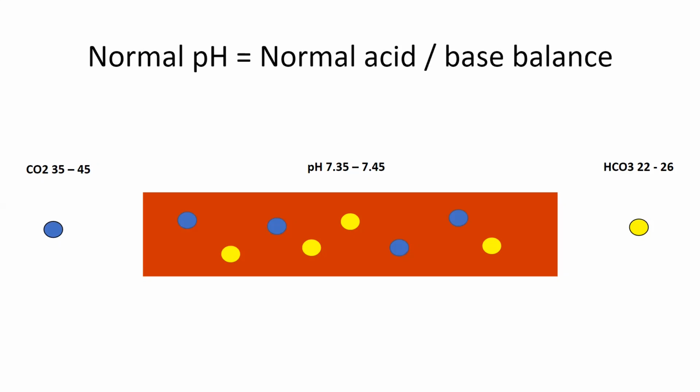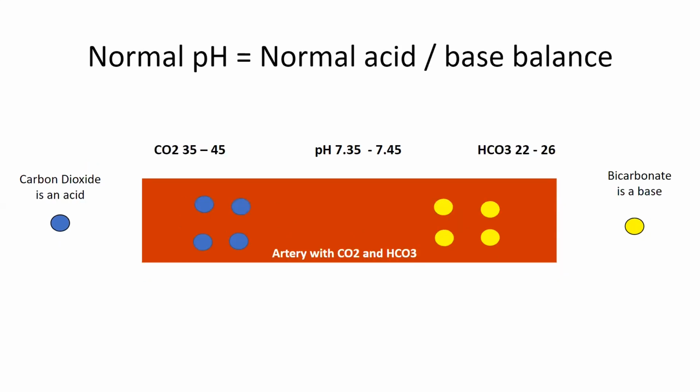Okay, for the illustrations, the blue dots represent CO2, because it's an acid, and the yellow dots represent HCO3, because it's a base. And we'll say that if they're equal, then the pH is balanced in a normal range. Here they are balanced within an artery, which is represented by the red rectangle. Now, while CO2 and HCO3 flow more randomly, spread throughout the artery, I am pulling them apart for the illustration so you can more easily see the changes. We'll keep the CO2 on the left and the HCO3 on the right for the remaining illustrations and say that if they're the same amount, then they're balanced.